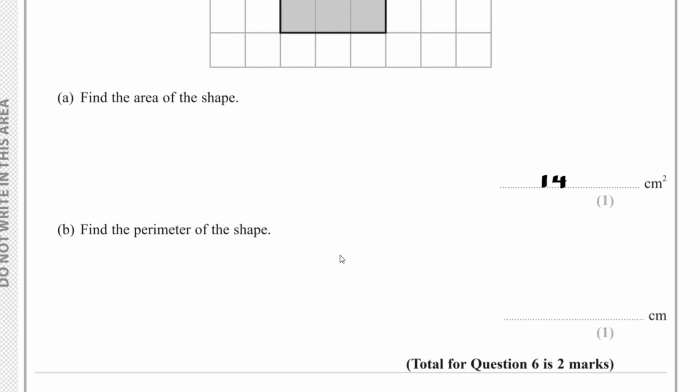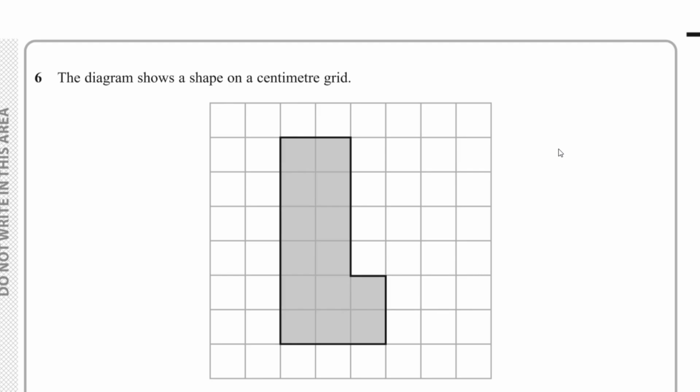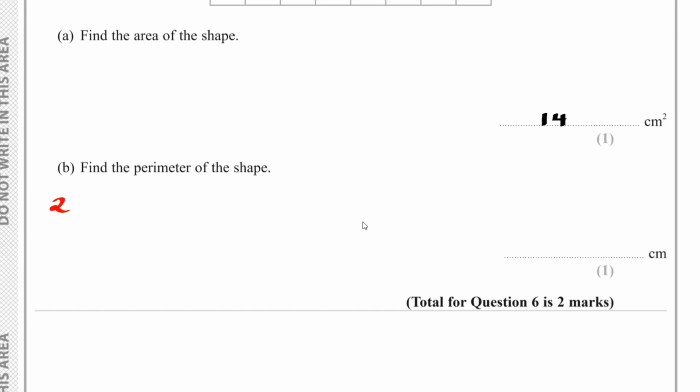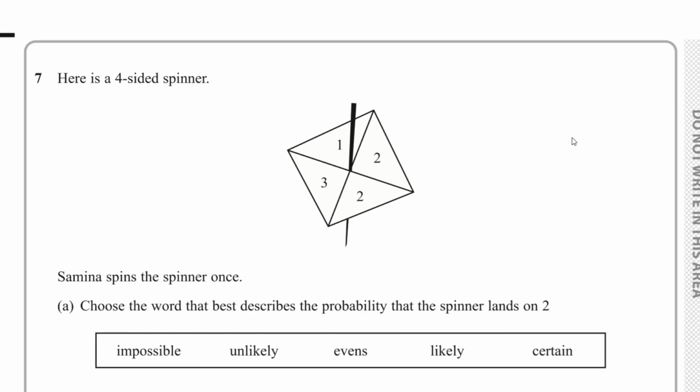For part B, we have to find the perimeter of the shape. So if we work out what each length is, here we have 2, here we have 4, here we have 1, here we have 2, here we have 3, and here we have 6. So to find the perimeter, we need to add all these together. So we have 2 plus 4 plus 1 plus 2 plus 3 plus 6, which is 18. So the perimeter is 18 centimeters.